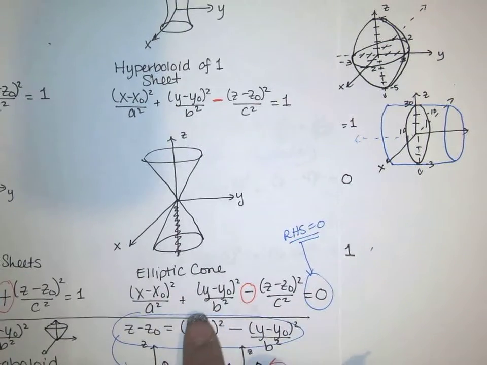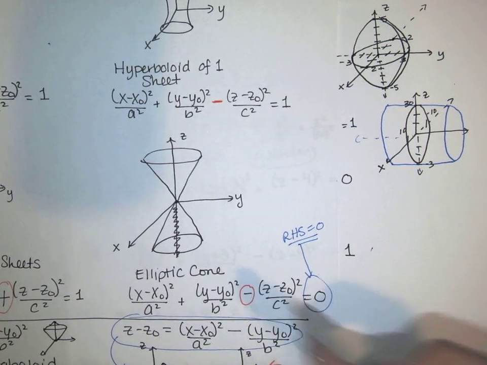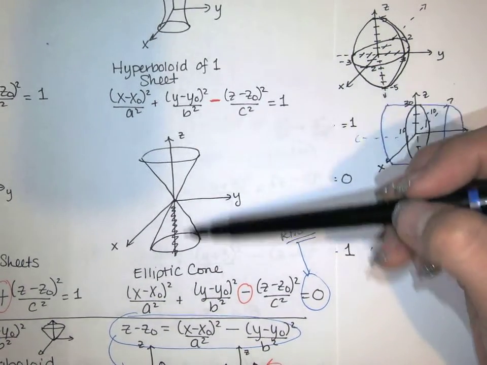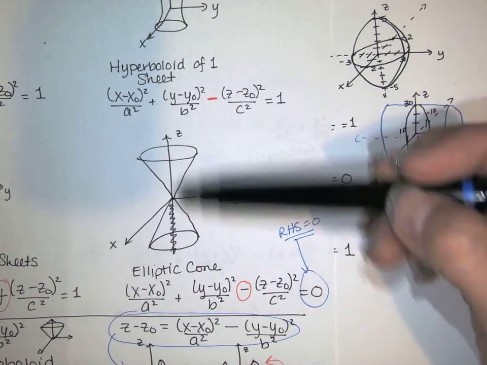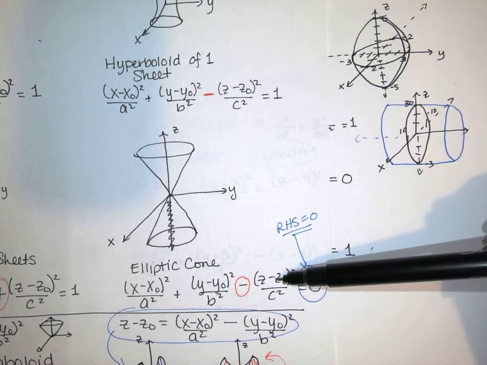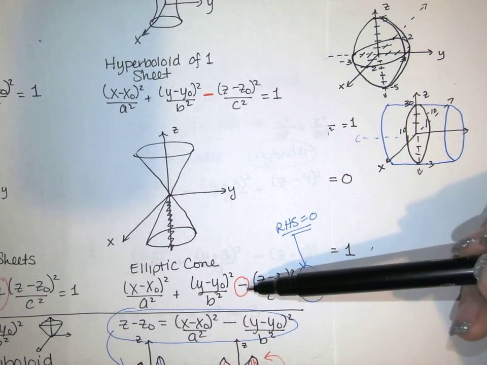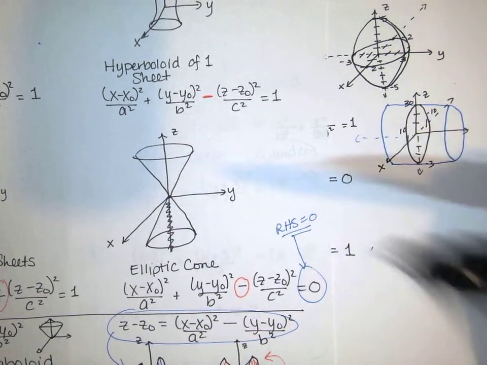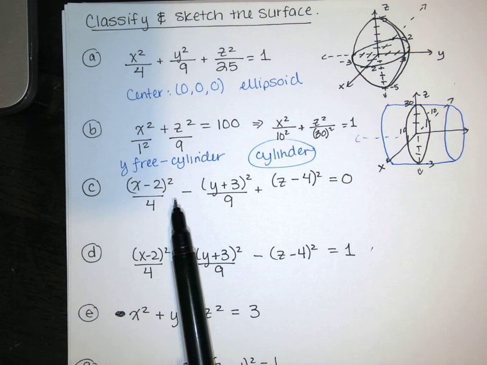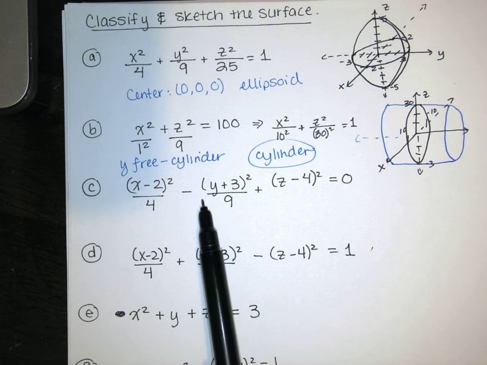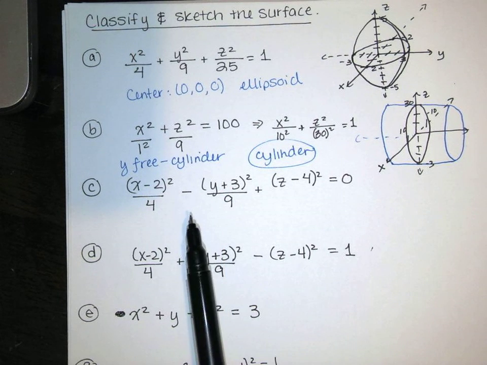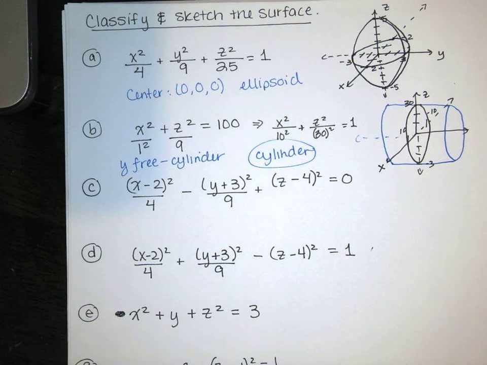Now with our cone, the axis of symmetry is parallel to the axis that corresponds to the negative term, the variable in that negative term. So this variable is z, it's in the negative term, so this one's parallel to the z-axis. Look here. Well, the y is negative, so it's going to be parallel to the y-axis, so it's going to open left and right. And the center isn't 0, 0, 0 this time.